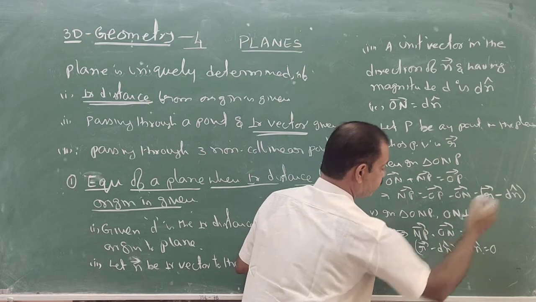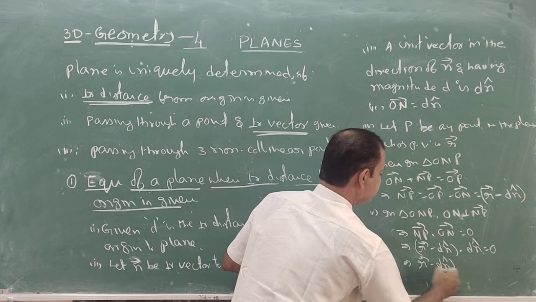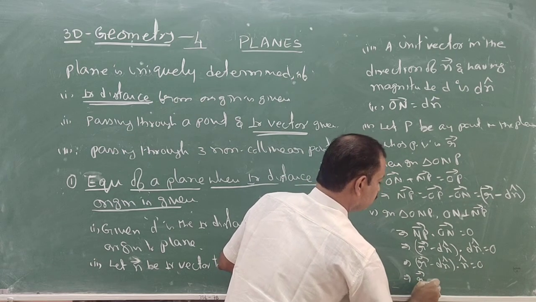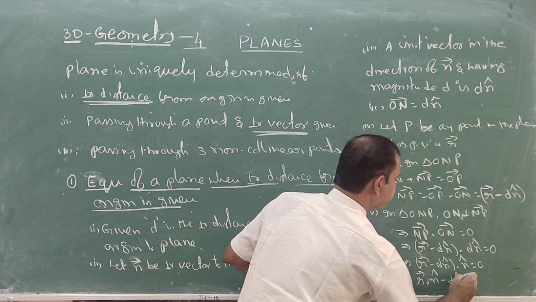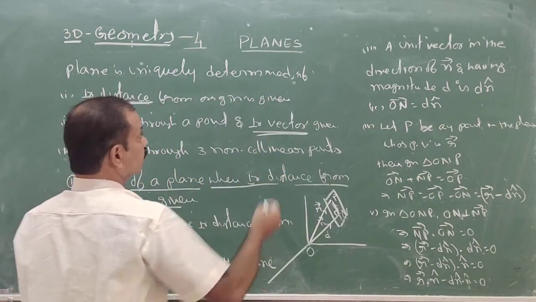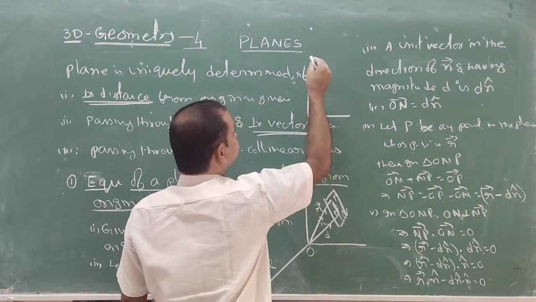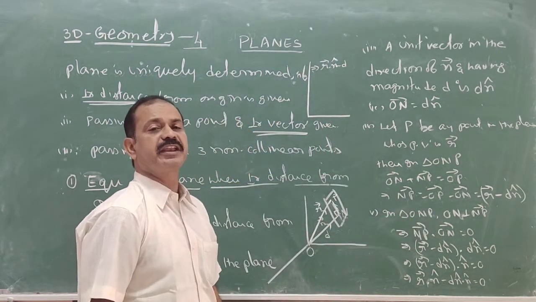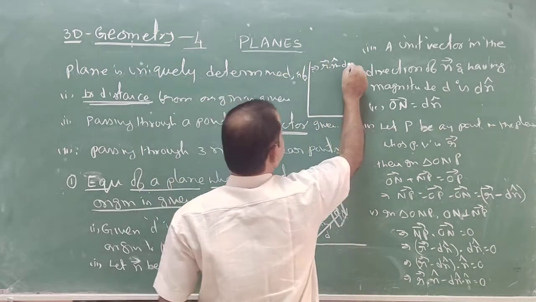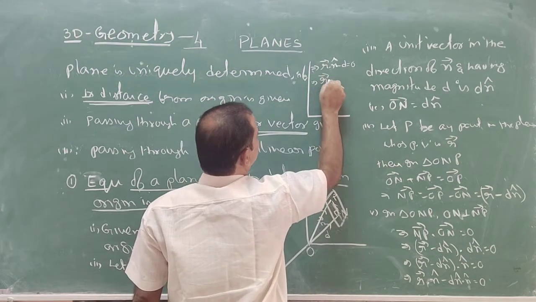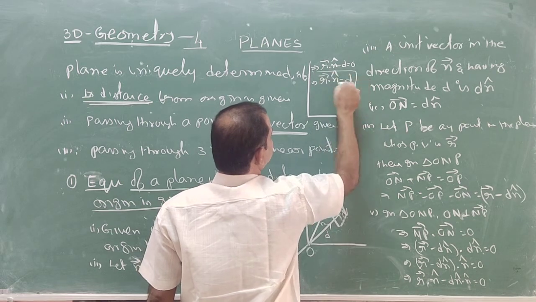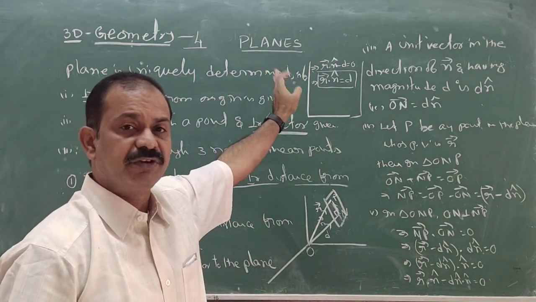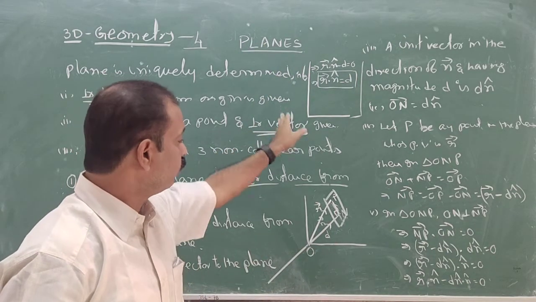Since d is a constant, you can send it that side, then it will become r minus d n cap dot n cap is equal to 0, which implies r dot n cap minus d times n cap dot n cap is equal to 0. The magnitude of n cap is nothing but 1, so r dot n cap minus d is equal to 0, which implies r dot n cap is equal to d, which is the equation of a plane when the perpendicular distance is given. So I hope this derivation is clear.